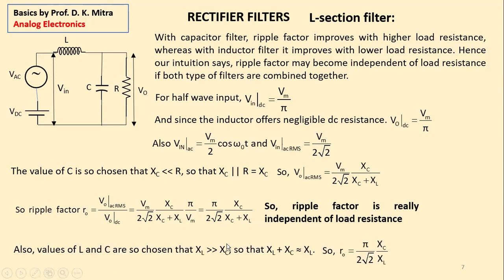Also, the design factor is that the inductor value and capacitor value are so chosen that XL is much, much more than XC. So XL plus XC can be considered to be XL. So if this XL plus XC is replaced by XL, this becomes pi by 2 root 2 times XC by XL. That means if you consider this design factor, that the impedance of the inductor is much, much more than the impedance of the capacitor, then its ripple factor equation is very simple: pi by 2 root 2 XC by XL, right?